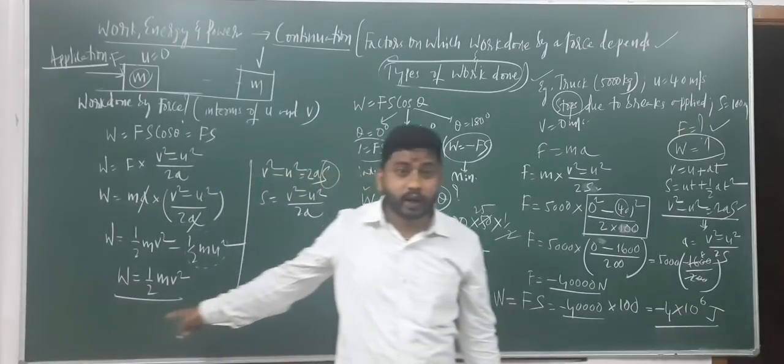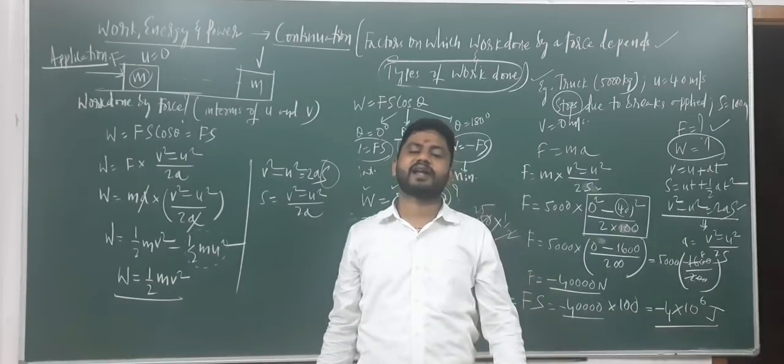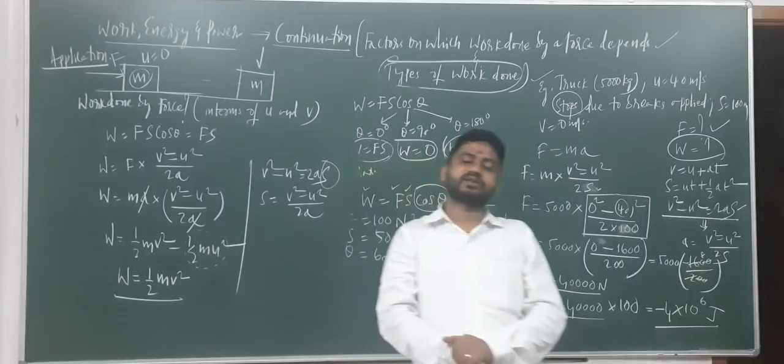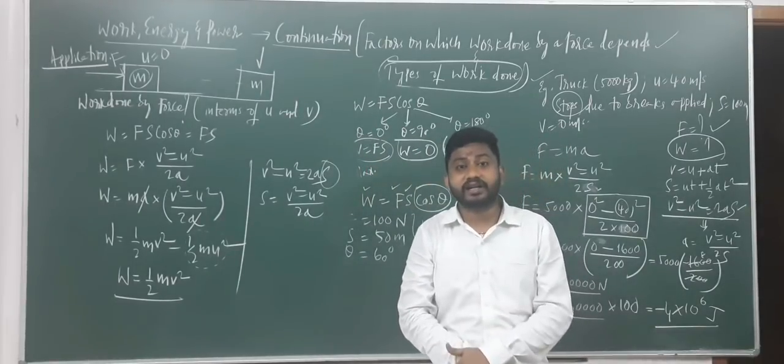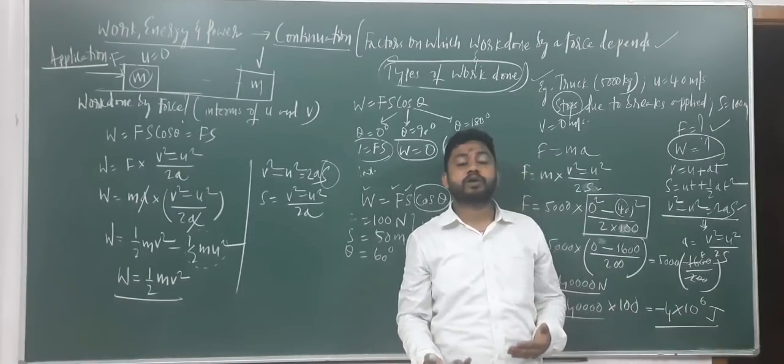Is that half m v square the kinetic energy of the body? What is the formula for kinetic energy? From the lower classes onwards, you might be studying the same. Kinetic energy is half m v square, potential energy is mgh. Right? So next topic is about energy.